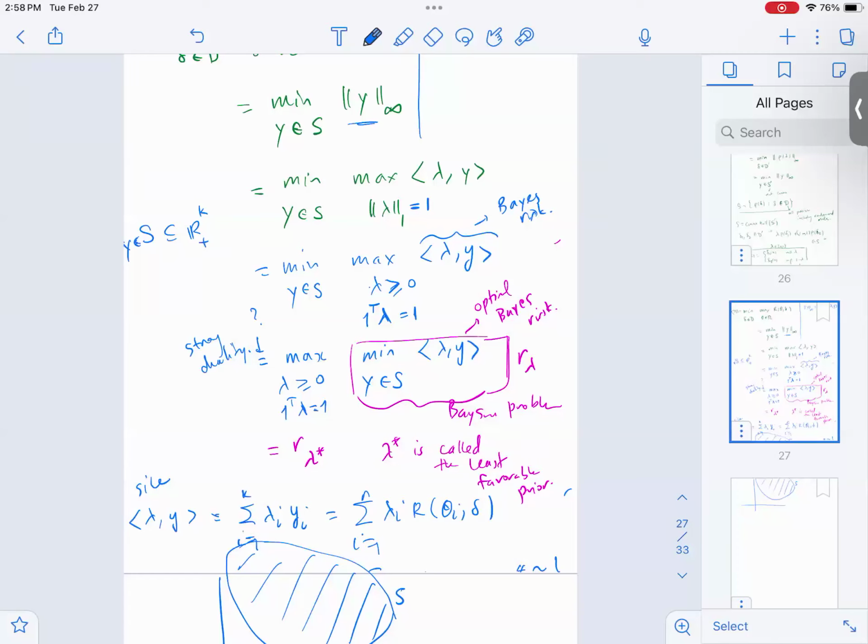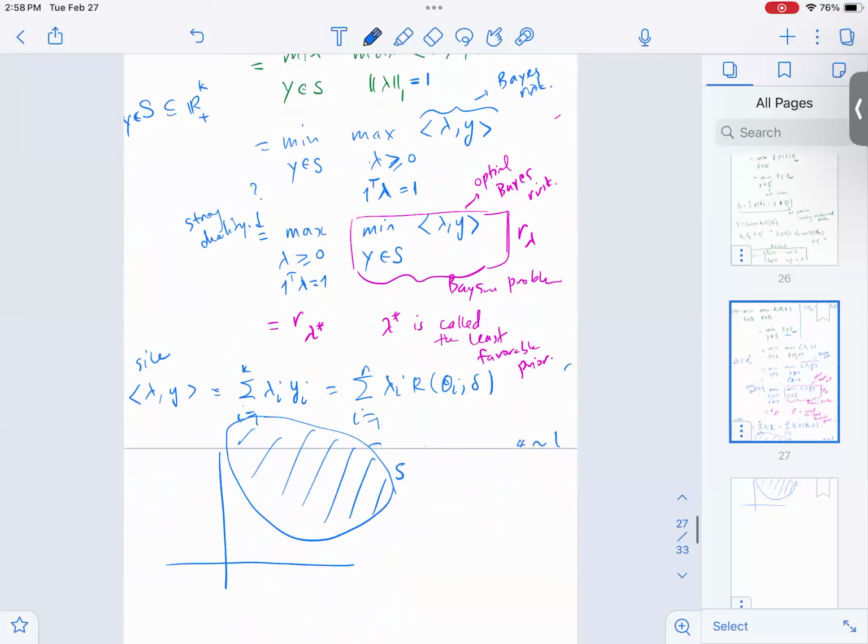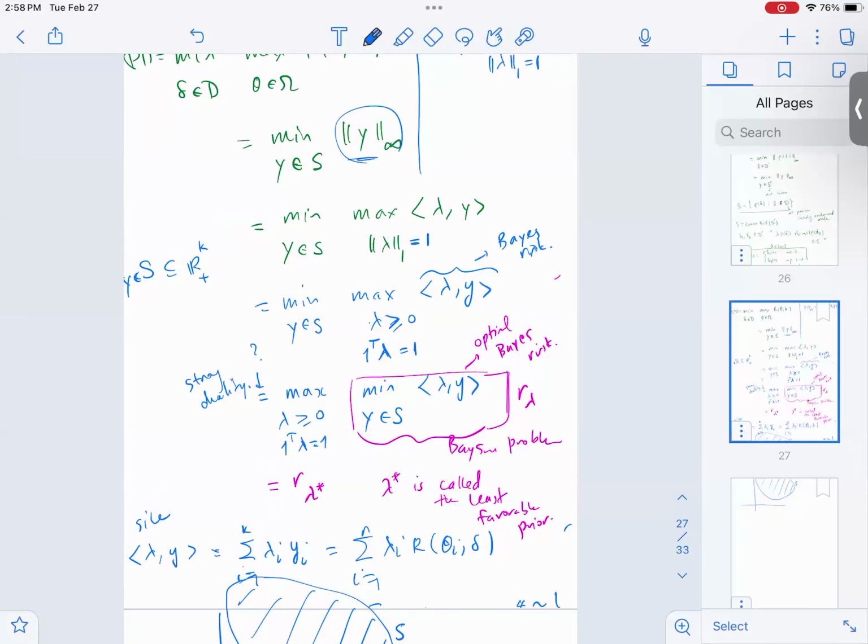Okay, so if I want to visualize this geometrically, I can try to visualize the level sets of the infinity norm. The level set is the set of all y's which have the same infinity norm, and then I vary these level sets. I see where I intersect the set S and when I leave the set S. So what would happen if I try to plot the level sets of the infinity norm?